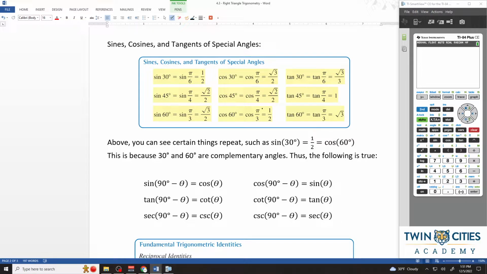This is actually all found in our unit circle. But what I want you to keep in mind is that we see here that sine of 30 degrees is 1/2, and cosine of 60 degrees is equal to 1/2. That's because 30 degrees and 60 degrees are complementary angles. I can add 30 plus 60, and that'll be 90 degrees, which makes the following true then. Sine of 90 degrees minus theta is equal to cosine of theta. Cosine of 90 degrees minus theta then must be sine of theta. I can do this as well with tangent, cotangent, as well as secant and cosecant.